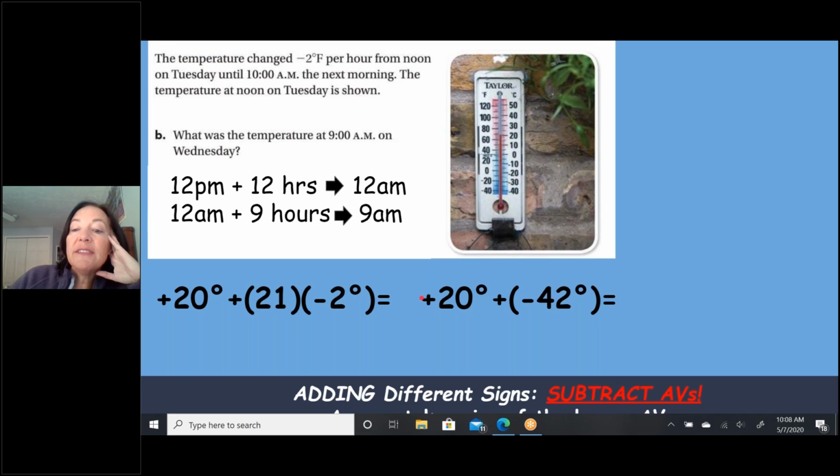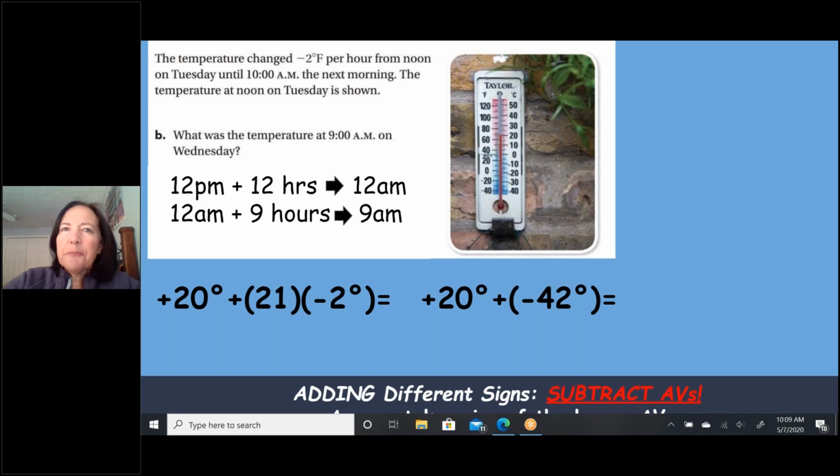Negative 42. Nice. So our answer is going to have to be a negative number. That makes sense. The temperature was 20 degrees. It fell 42 degrees. It should be negative. Okay. So now, instead of adding those two absolute values or those two terms, we subtract them. And that is so strange.